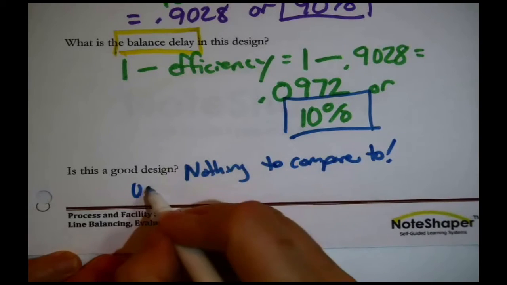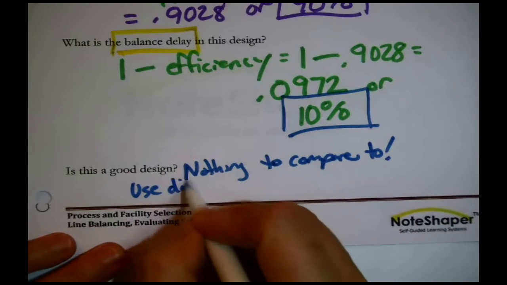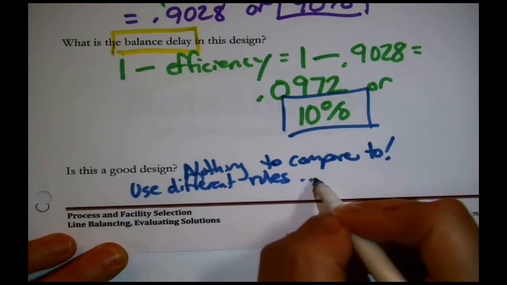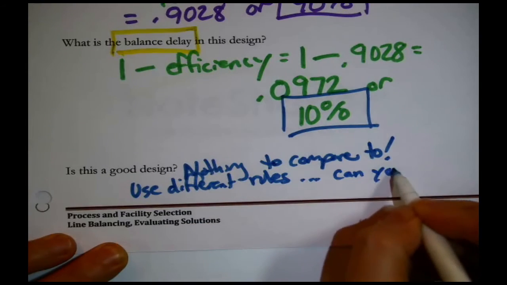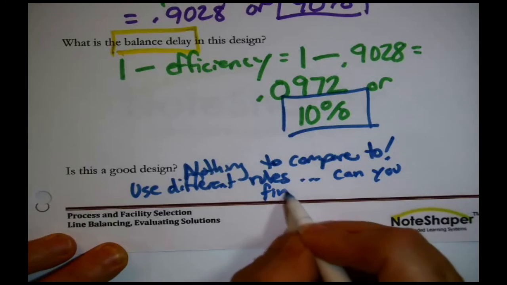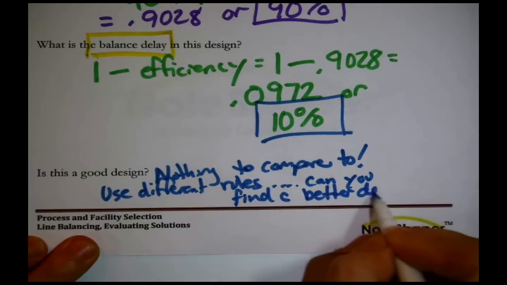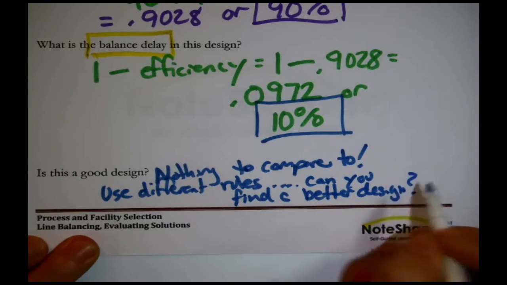Use different rules. Can you find a better design? I'm thinking with 90% efficiency, we probably have to be at least pretty close, but we don't know.